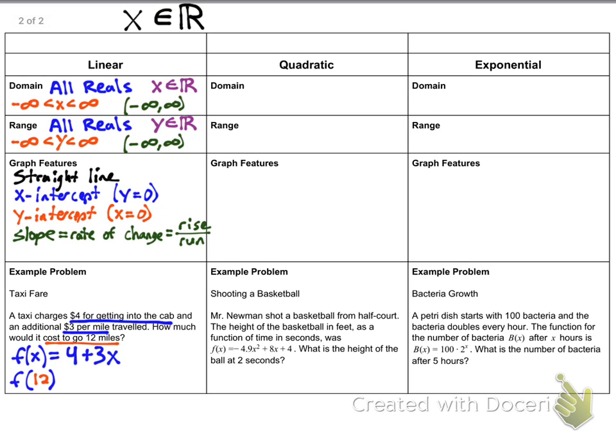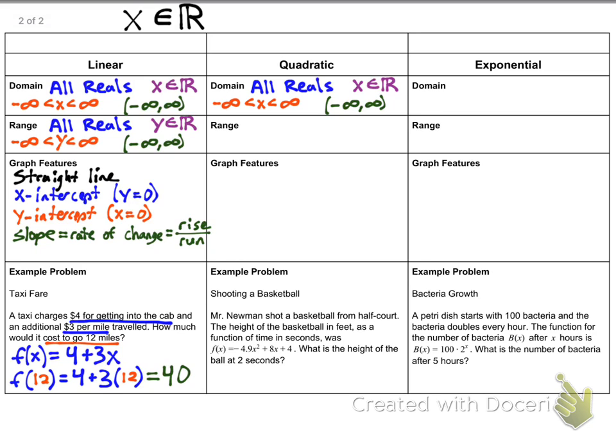I'm going to solve it real fast. If I plug in 12, f of 12, I get out 40. All right, let's move on to quadratic. The domain is the same as linear because you can plug in any number you want, any x value, from all the way to the left to all the way to the right.